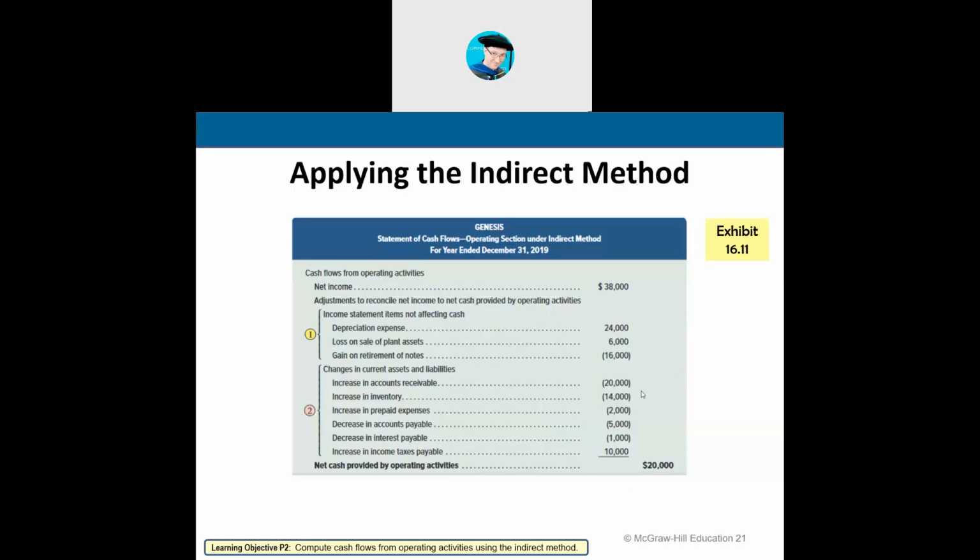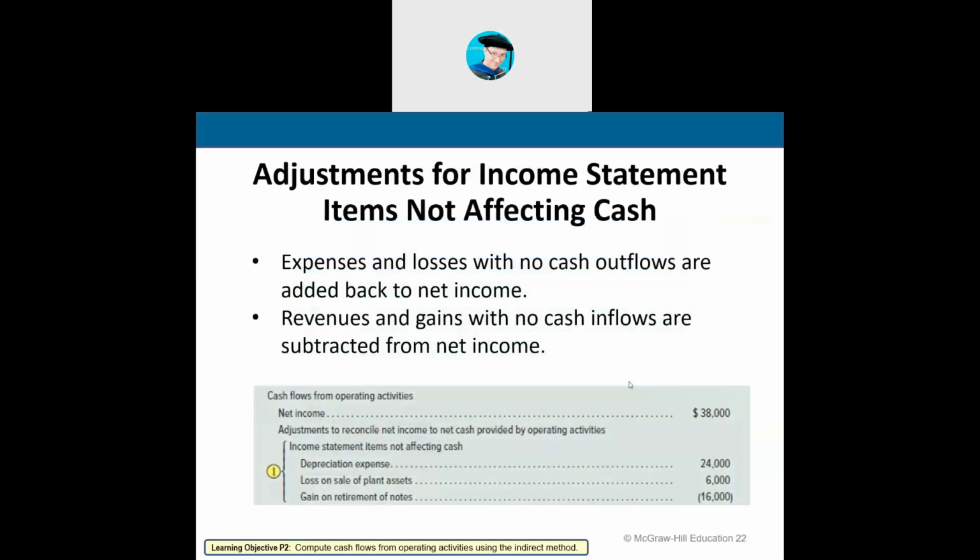The indirect method, again, is very complex. It's a lot more difficult to compute, but it's more detailed in that regard, and it reconciles to the net income. That's why companies use the indirect method.